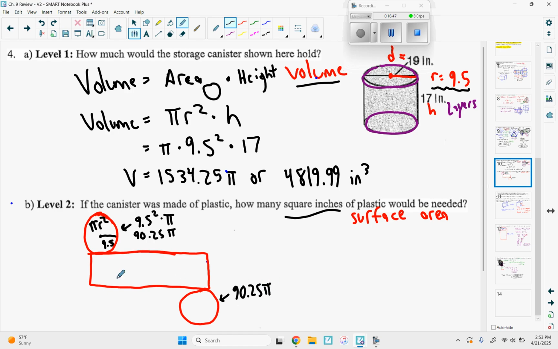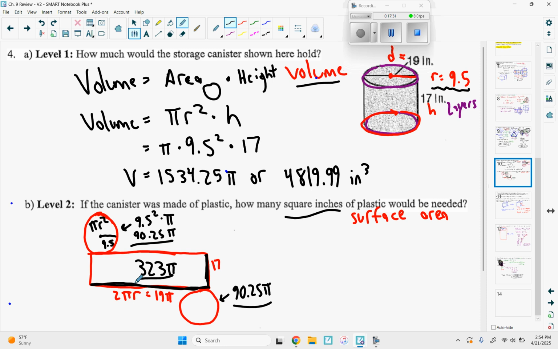And for our rectangle, the base of this rectangle is the circumference that goes around the circle. That's 2 pi r, or pi d. And so in this case, the circumference is 19 pi, and the height is 17. And we're going to do base times height for this rectangle, and that makes 323 pi.